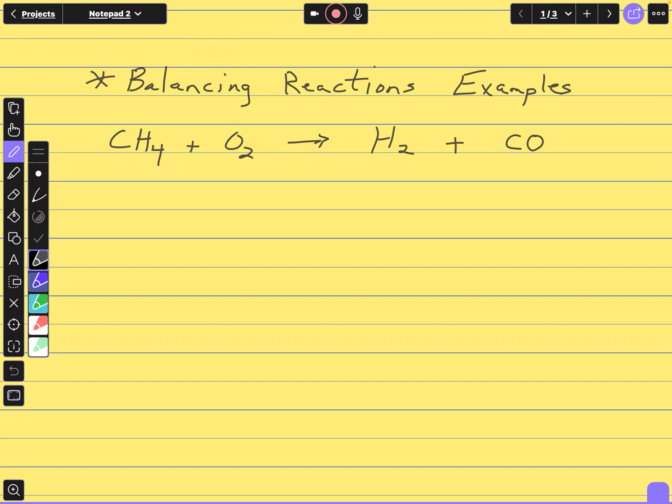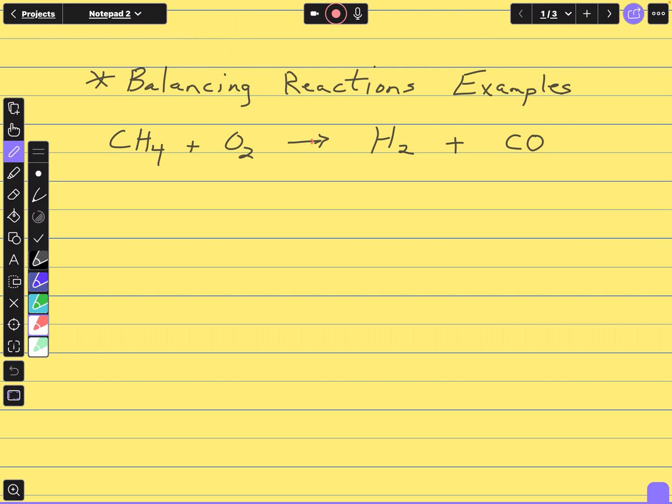So to balance this, why do I have to balance reactions? Well, according to the law of conservation of mass, atoms cannot be created or destroyed in a chemical reaction. They're conserved, or mass is conserved. So you have to have the same number of atoms on each side of the arrow. Your products have to equal your reactants.